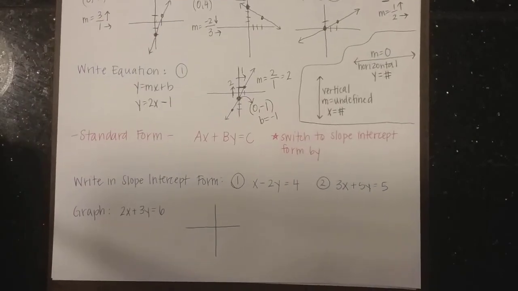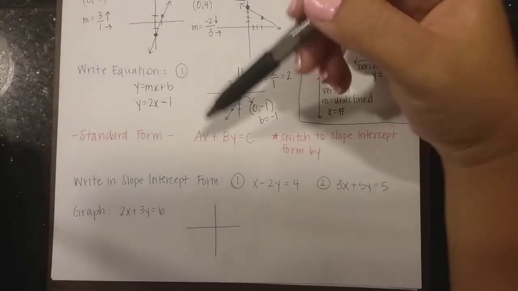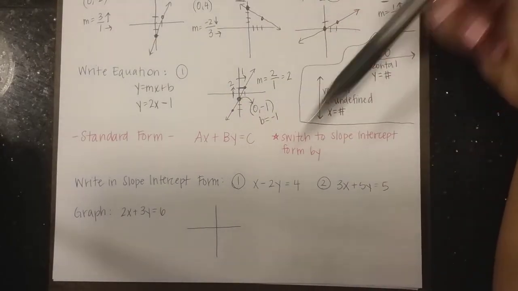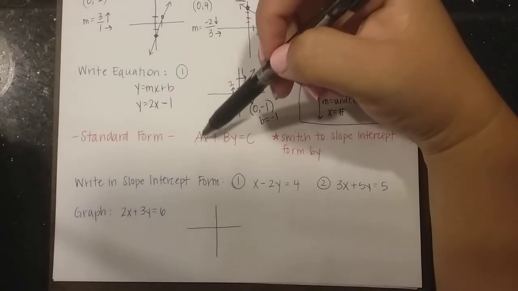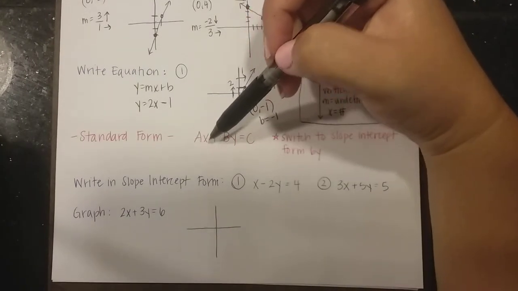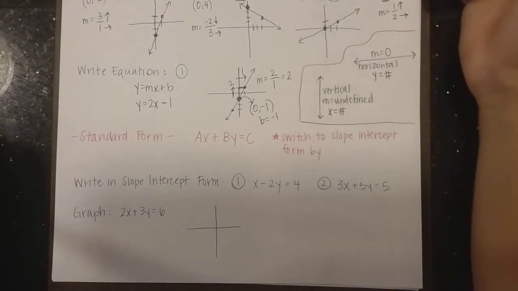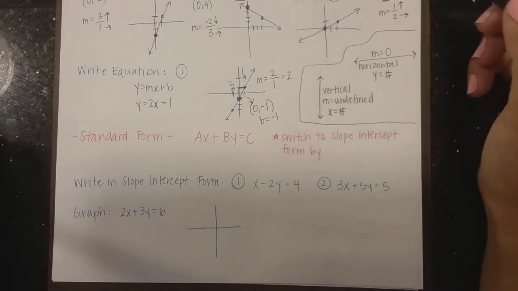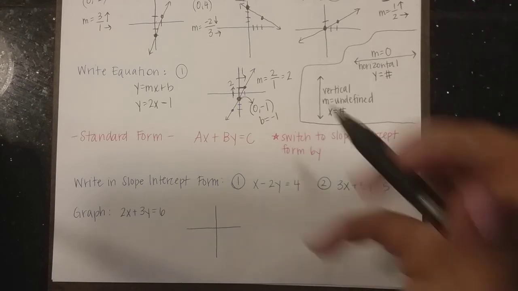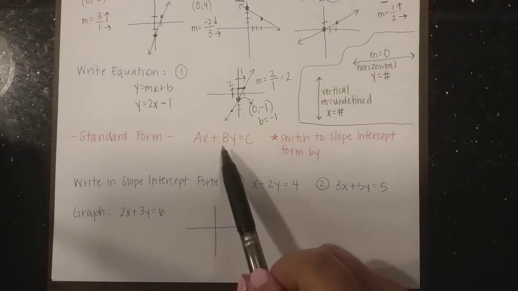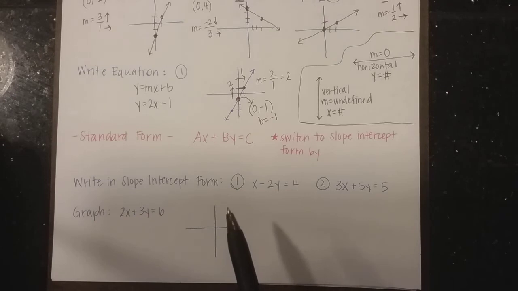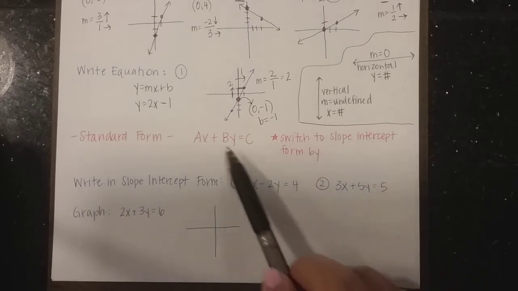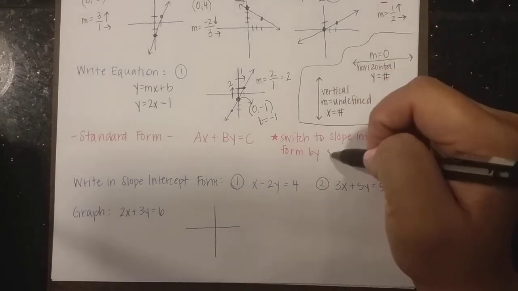Standard form is this: ax plus by equals c. So you have x and y on the same side. Technically in standard form, a must be a positive number, right? And then it's going to be equal to your constant. So it looks a little different. I'm not so worried about you knowing standard form as much as practicing going from standard form to slope-intercept form. So to switch to slope-intercept form from this, we're going to solve for y.